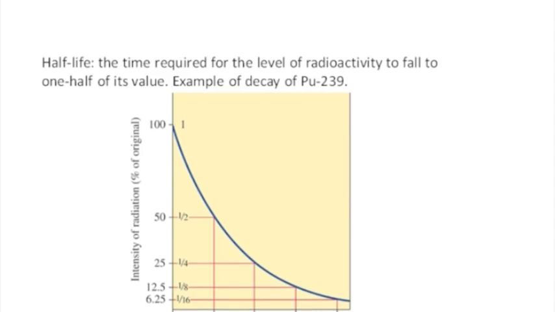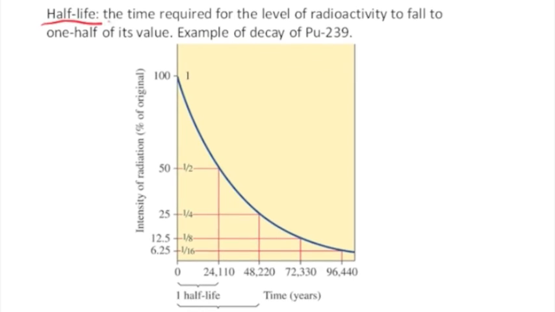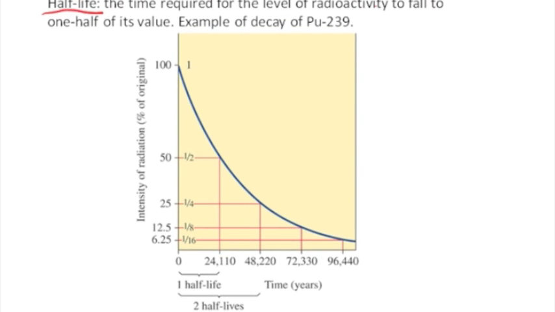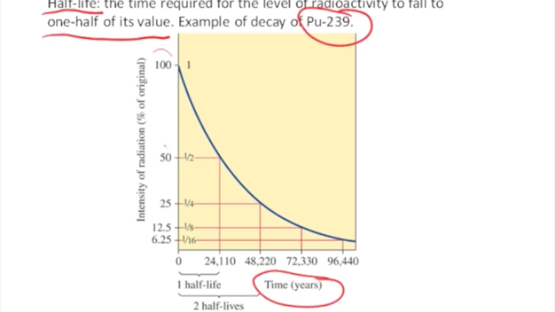So the half-life, by definition, is the time required for the level of radioactivity to fall to 1/2 of its value. In the examples that we just saw, we saw a half-life of 50 seconds and a half-life of 100 seconds. In both cases, the graph looked like this, which is what we call first-order rate kinetics, but the time scale was different. And in this particular example of plutonium-239, the half-life is the amount of time it takes to fall to half the original amount, which is 24,110 years.